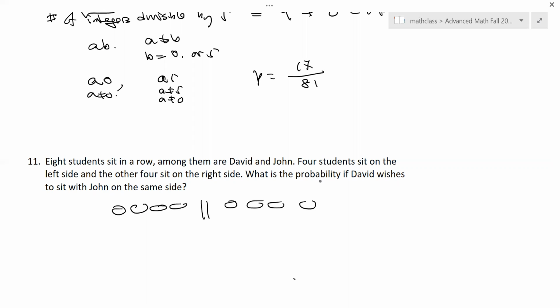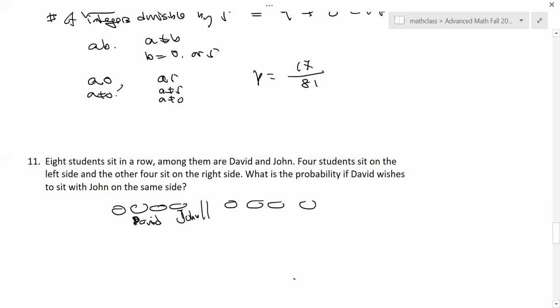So that means you randomly put 8 students in a row. What is the probability that John and David are on the same side? That's it, right? It doesn't matter which side, who is on the left, who is on the right. They're not necessarily next to each other. They just want to sit on the same side.